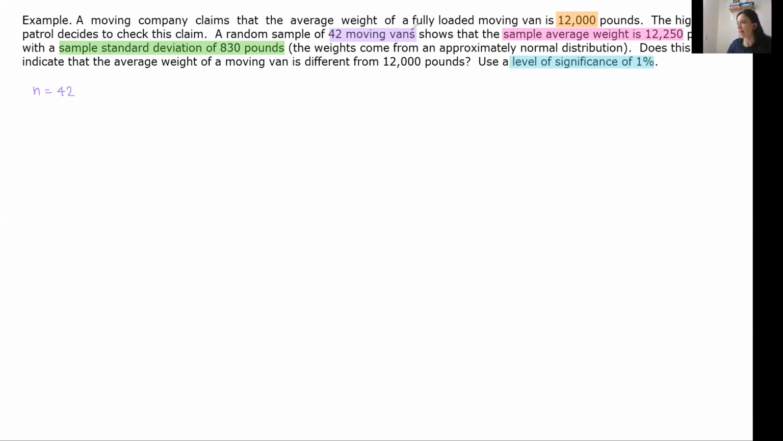Okay. Then, from 42 moving vans, I got a sample average weight, I know that that's denoted by X bar. Sample average weight of 12,250 pounds. Then I have a sample standard deviation of 830. Sample standard deviation, I know that that's given by S. Right? And this is 830. And then I was asked to evaluate level of significance of 1%.